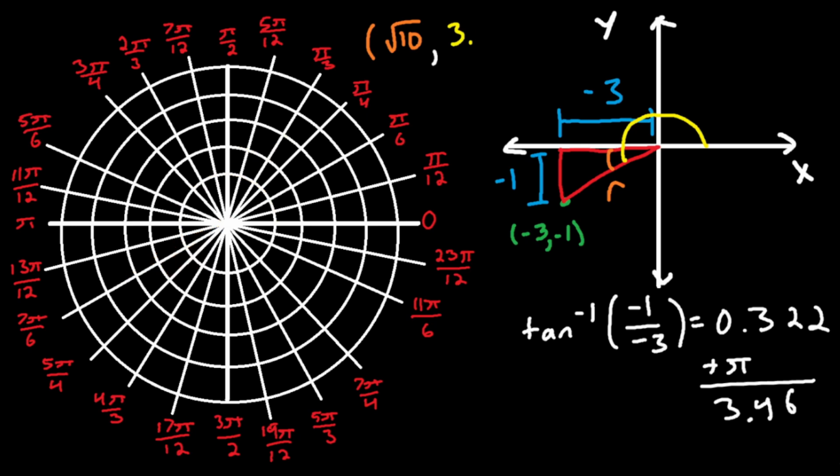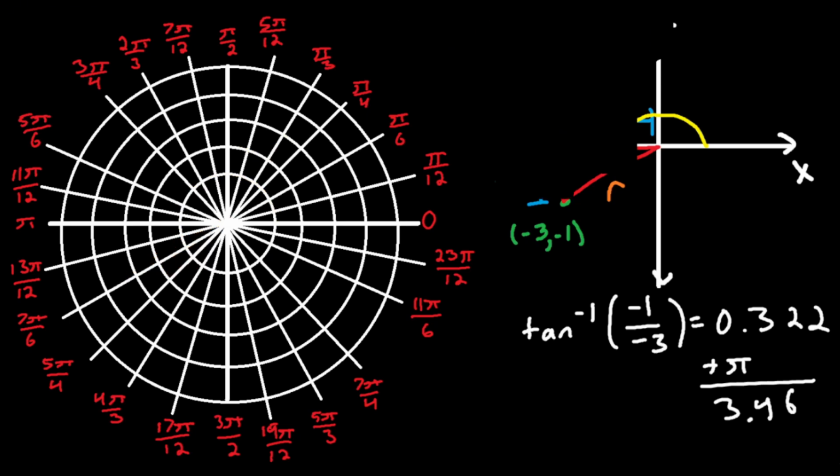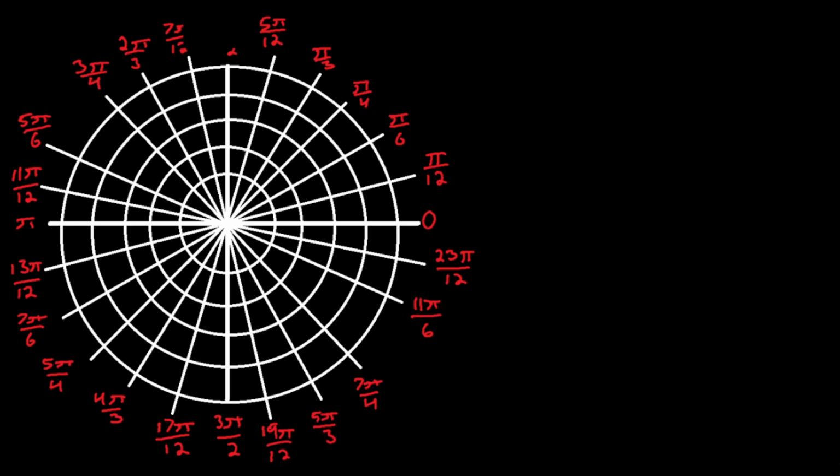I'll explain how to plot on the polar plane rather than just turning rectangular to polar. Hopefully you know how to do that by now. But let's go ahead and plot on the polar plane. Let's say we had a point 3 and the angle was pi over 3.